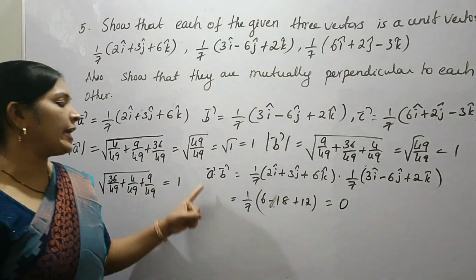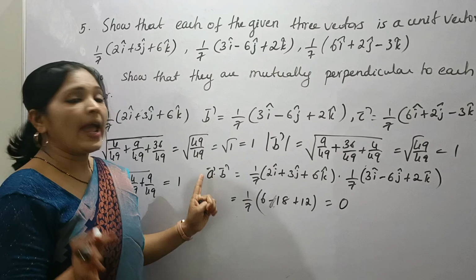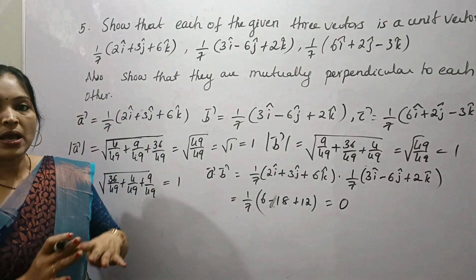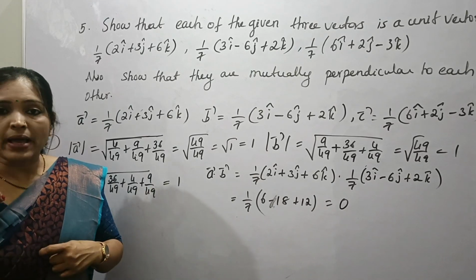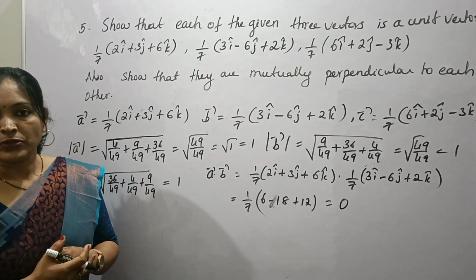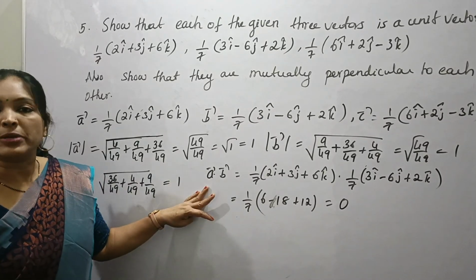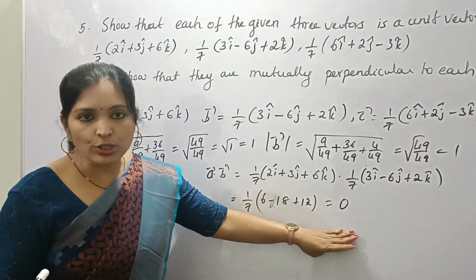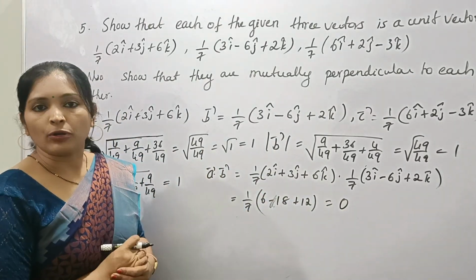See, we have got vector A dot vector B is equal to 0. Therefore, vector A and vector B are perpendicular. Because the angle between perpendicular vectors is 90 degrees, right? That is pi by 2. Therefore, cos theta, cos pi by 2, will be 0. That is why A dot B will be 0. Therefore, here we have got vector A dot vector B is equal to 0. Therefore, we can say vector A and vector B are perpendicular.